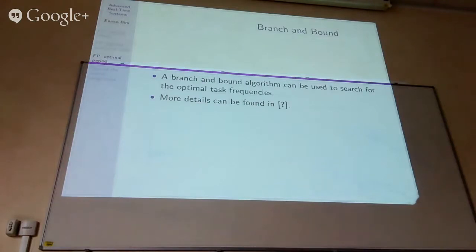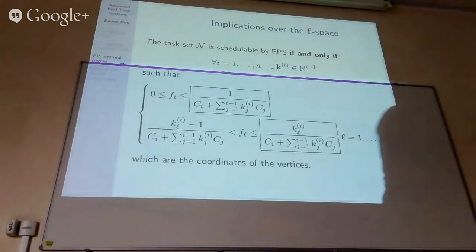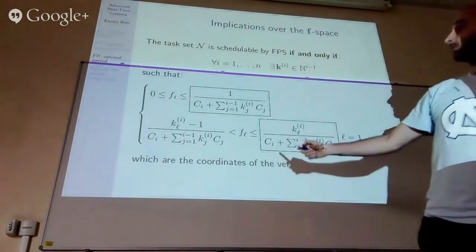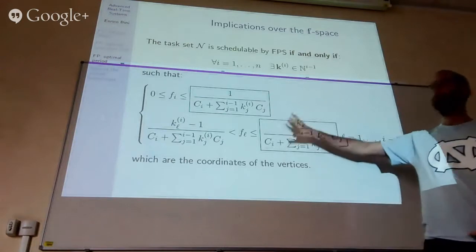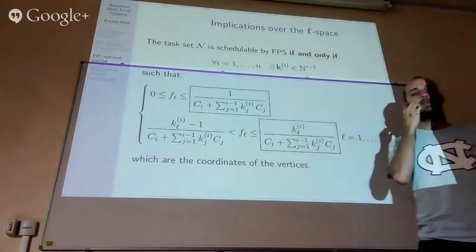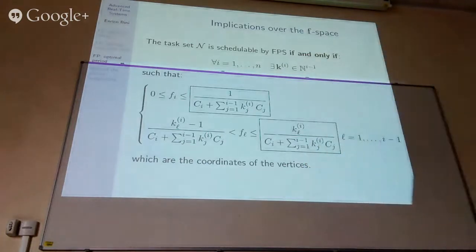Okay, Nico, one more thing. In the previous slide, here the C is the cost, or C? No, the C is the computation time. Computation time. Yeah. Here it's only about the formulation of the schedulability region.